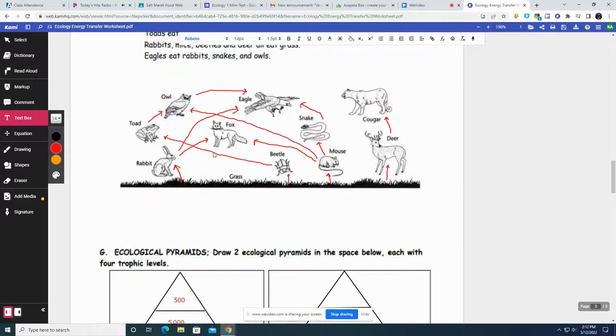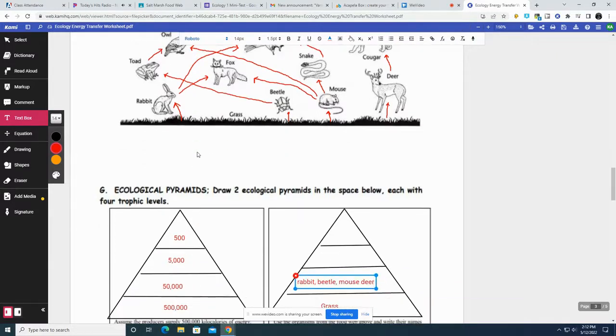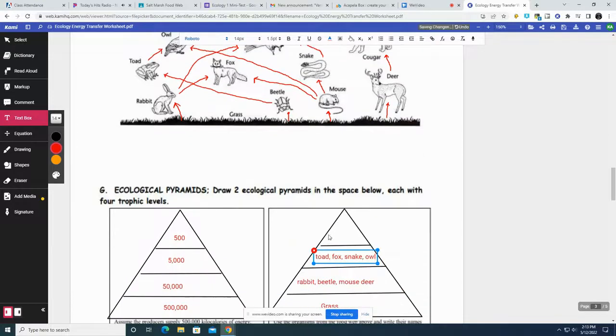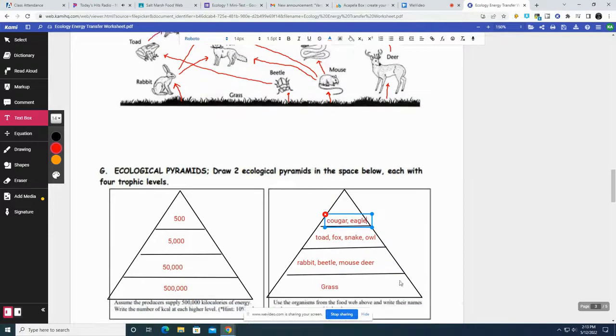Secondary consumers, things that eat that. That's going to be toad, fox, snake, owl. And the tertiary consumers, that's the cougar, eagle. I put it here. All right, there you have it.